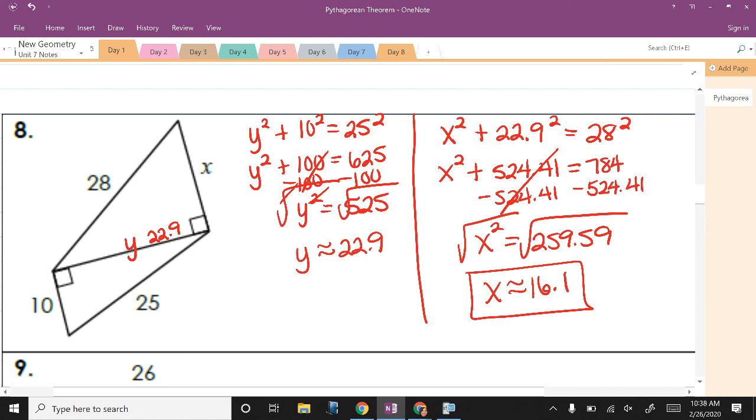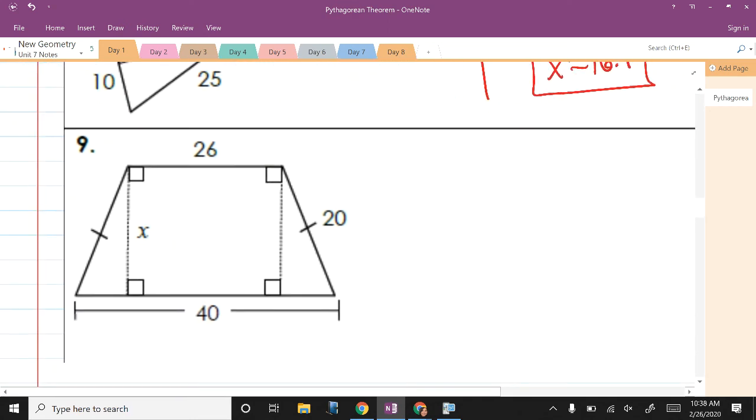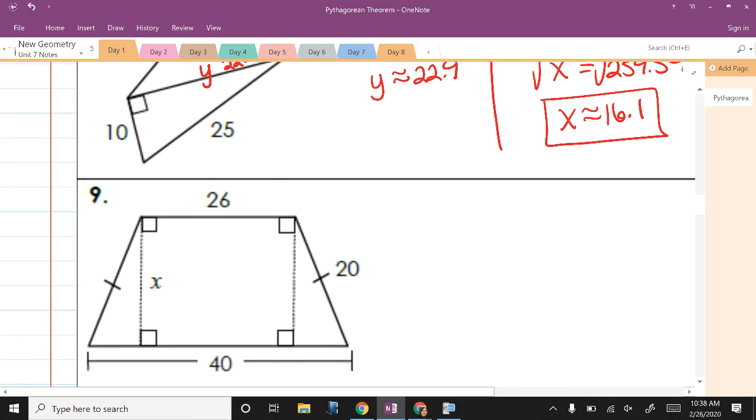And it is a leg, so it should be smaller than 28, and it is. Okay. Everybody okay with that? Okay, let's look at number 9. What did they just show us on number 9? I might not work the whole thing, but y'all can help me set it up, just for sake of time, because we got some word problems to look at that are kind of challenging.